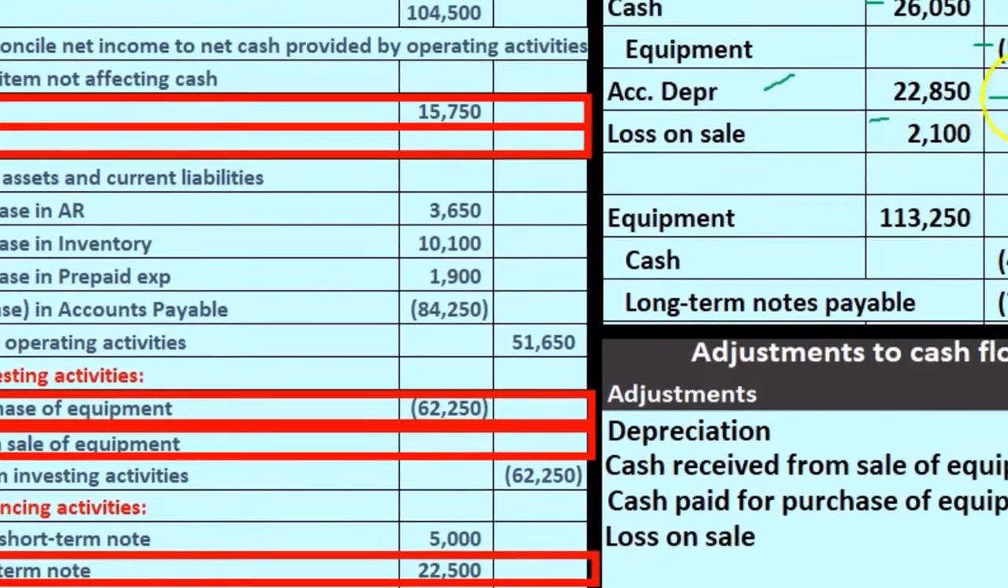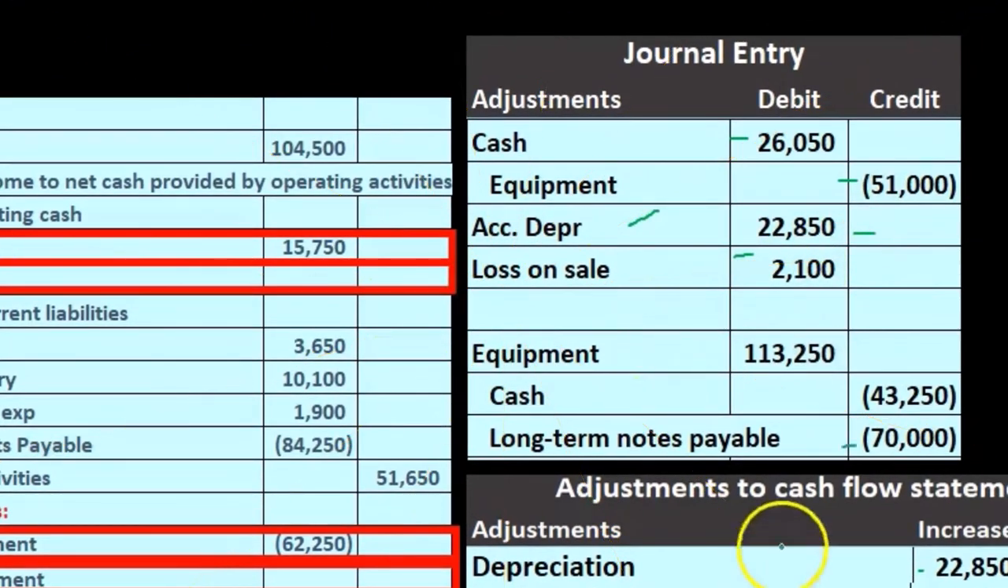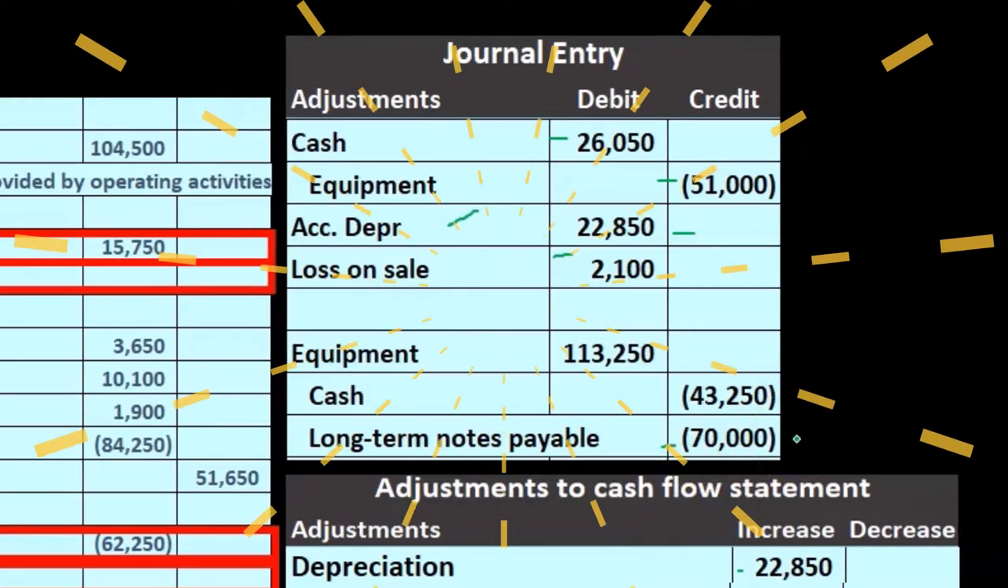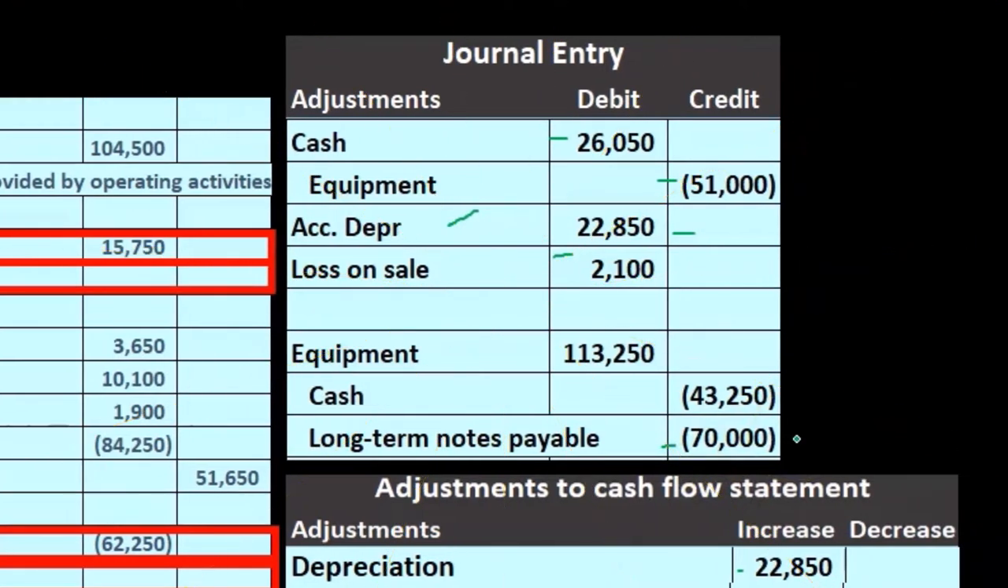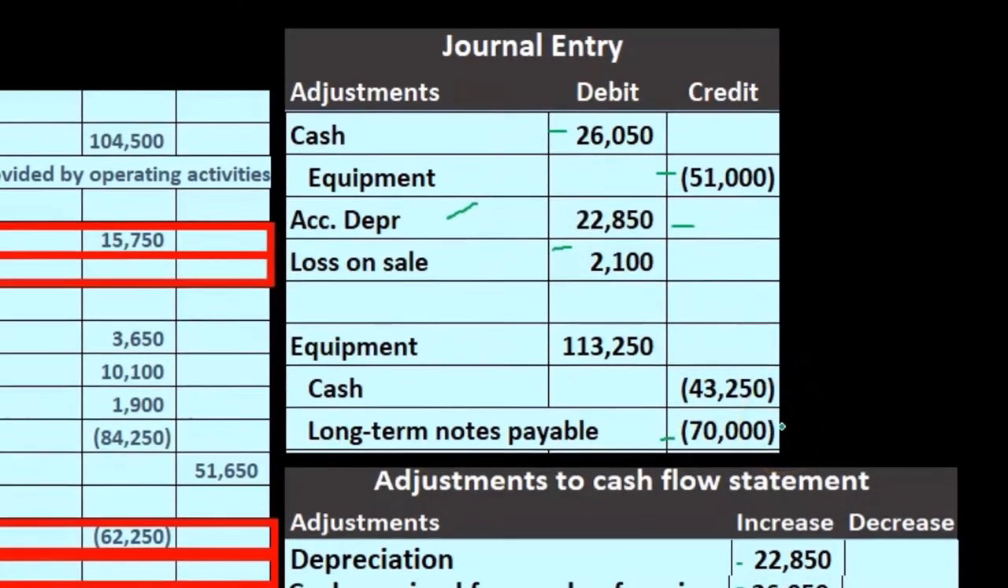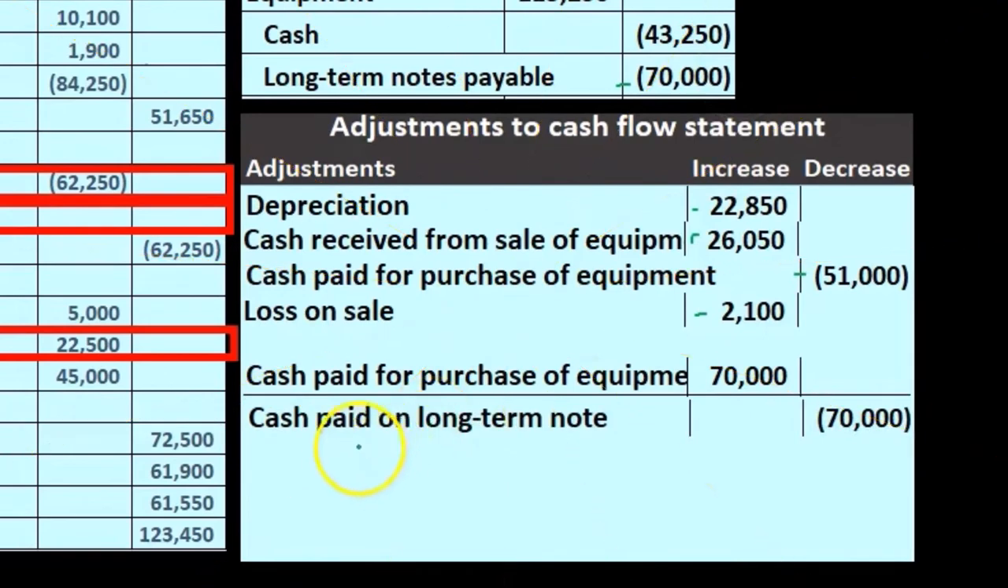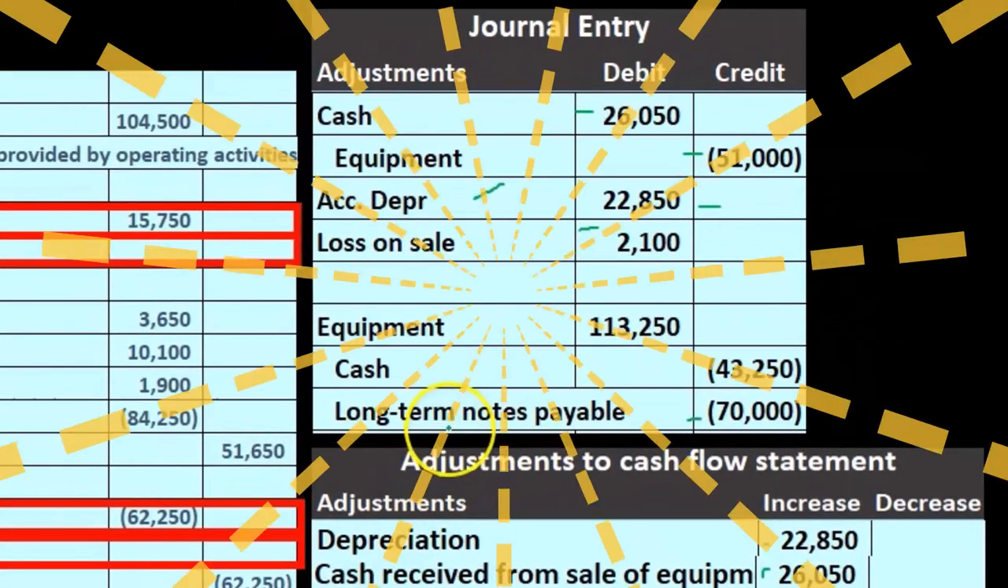And then we've got this journal entry. Now, the major thing with this journal entry is that we've got this loan, this financing amount here. The financing amount is going to be the issue because it is not cash related. So we're going to be dealing with the $70,000. We're going to say that cash paid for long-term note here is going to have to be adjusted, because that's going to be the note payable.